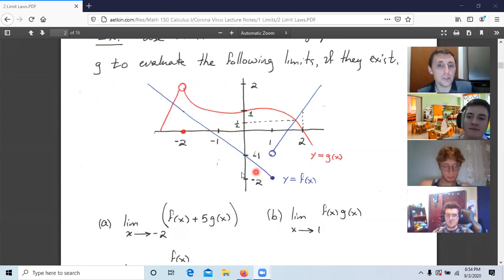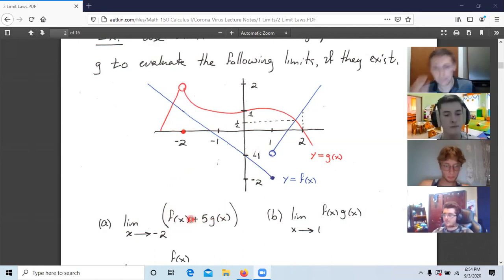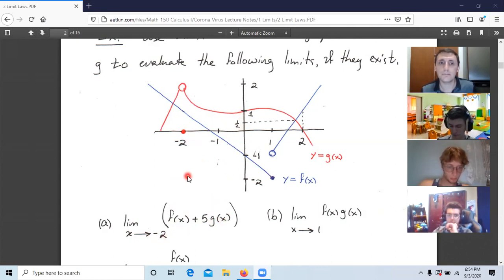All right, so anyhow, you understand what you have to do, guys? Sorry for getting distracted. I want to find f plus 5g of x. So what's the limit as x goes to -2 of f? f is this blue curve, so it looks like it's 1, correct? And g of x looks like what? What's the limit of g of x as x goes to -2? It's roughly what? You with me, guys?